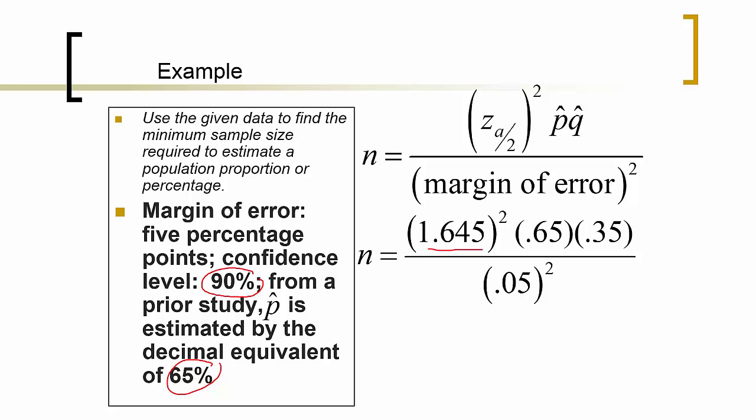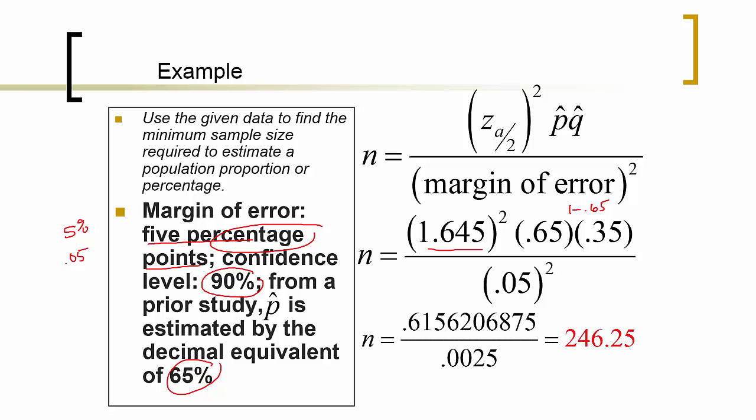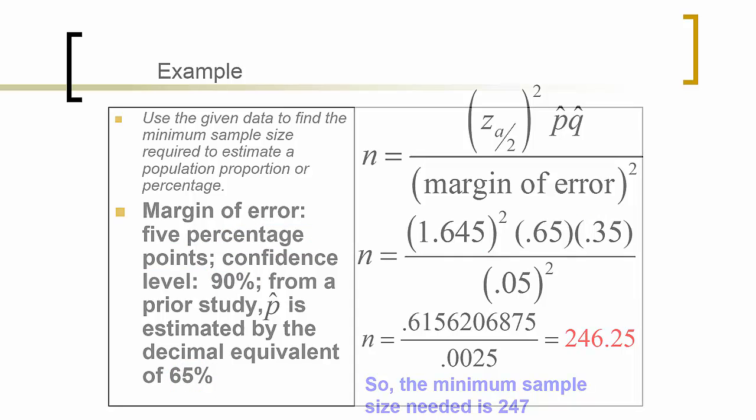We multiply that by 0.65, p-hat, times q-hat, which is going to be 1 minus 0.65 or 0.35. Divide that by the margin of error squared. So the margin of error was 5 percentage points. If you see percentage, then it was given as a percent, and you've got to change it to the decimal equivalent, which is 0.05. So N is 246.25, so always round up, 247.